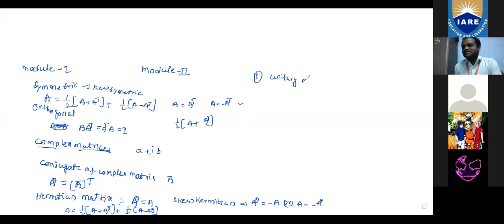Unitary matrix. What is a unitary matrix? If any matrix A satisfies A^θ A = I, or A A^θ = I, then this matrix is called a unitary matrix.